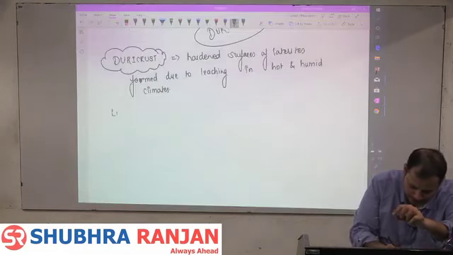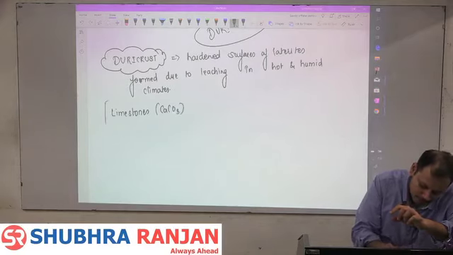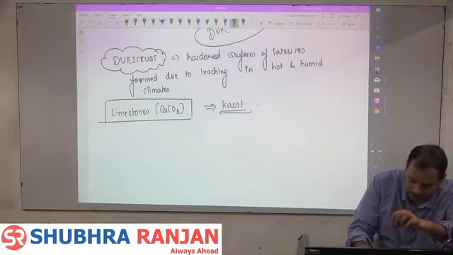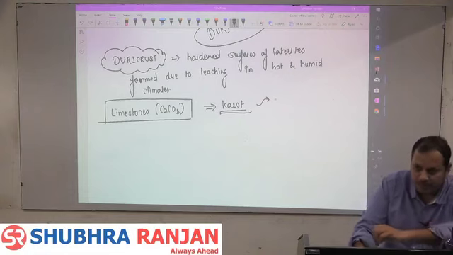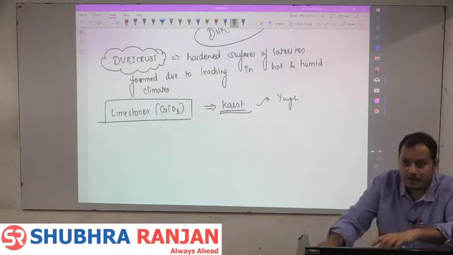Third, limestones. कहाँ पे है karst topography? Which region? Don't write anything. Where is the karst topography? Region of limestones. Why it is known as karst topography? Because it was first discovered in Yugoslavia. Now, how is the limestone formed?